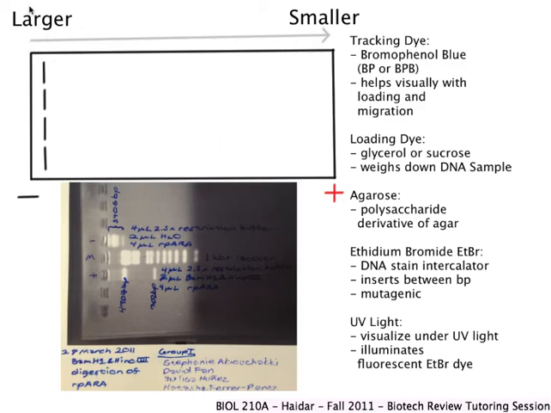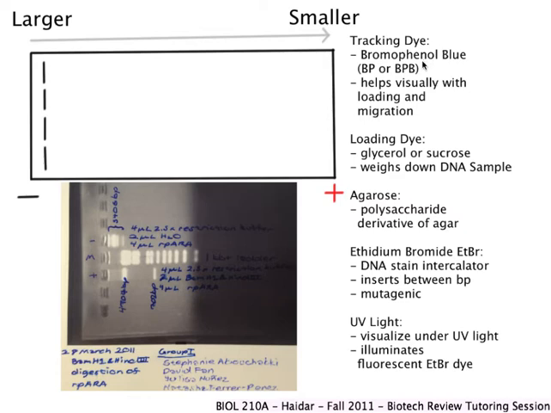One thing you want to keep in mind is that larger things go slower through this agarose gel matrix and will end up nearer towards here because they travel slower. Smaller fragments, or smaller conformations of things, will move faster and will thus migrate further along towards the other end here.